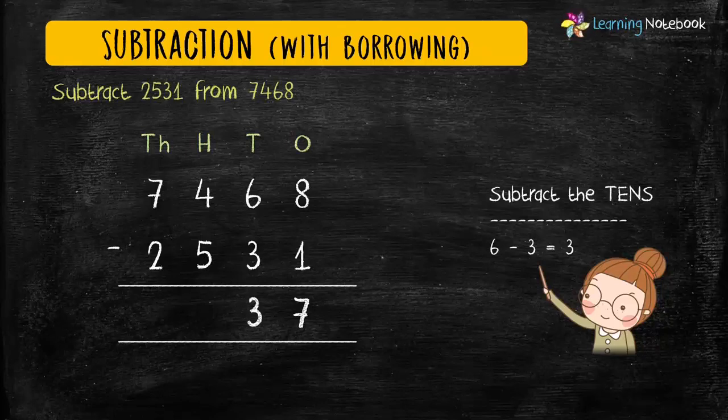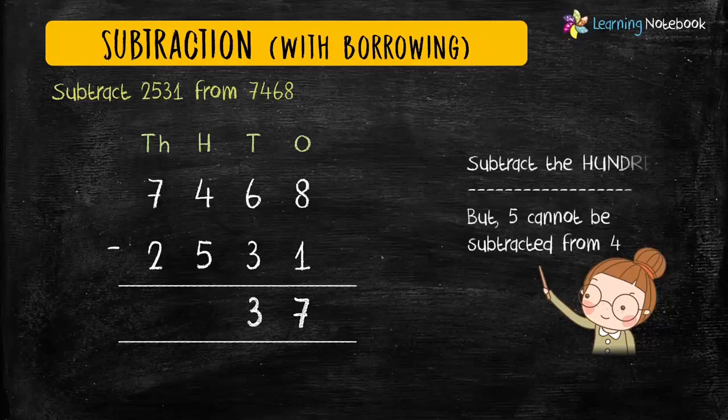Next, subtract the digits at hundreds place. But 5 is bigger than 4. So 5 cannot be subtracted from 4. So we will borrow 1 from 7. So 7 becomes 6 and 4 becomes 14. Now we can easily subtract the digits at hundreds place. So we will do 14 minus 5 equals to 9.